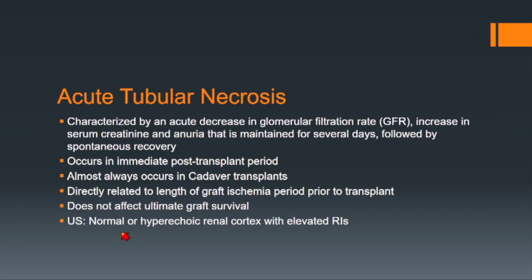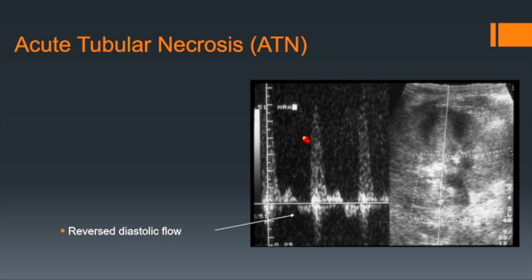On ultrasound, the kidney may appear normal or may demonstrate hyperechoic renal cortex with elevated RIs. So this is an example of acute tubular necrosis, and the only thing that we could see was the abnormally elevated RI with reversal of flow in late diastole.